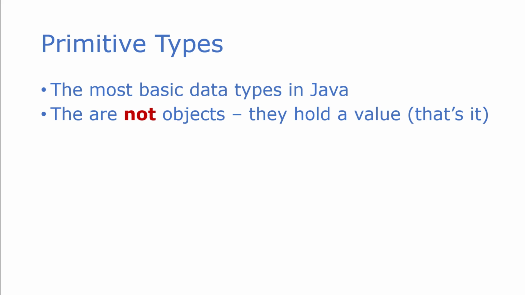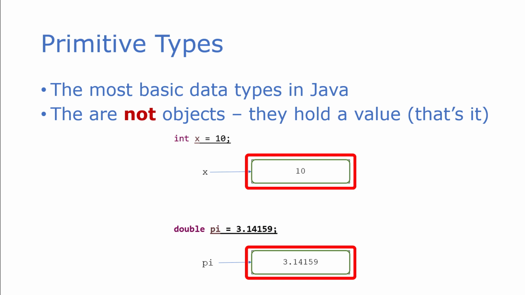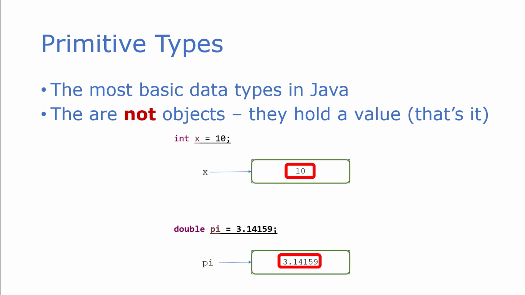A primitive type just holds a value. That's it. So once you declare that memory, there's some memory location that stores that particular value. Now, we're not going to get into how those values are represented and so forth. That's a different conversation. But the main takeaway here is that a primitive type is just a value.